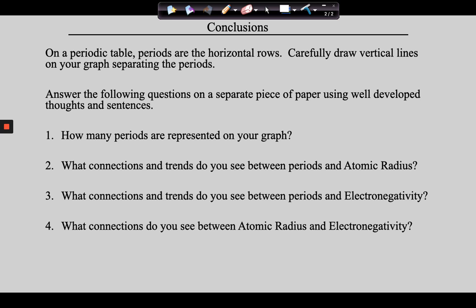Then guys, on another sheet of paper, you're going to answer these 4 questions in well-developed, thorough answers. And all of this will be due when I see you on Monday. You'll staple your answers to your graphs, and we'll turn them in on Monday. You guys get the idea?